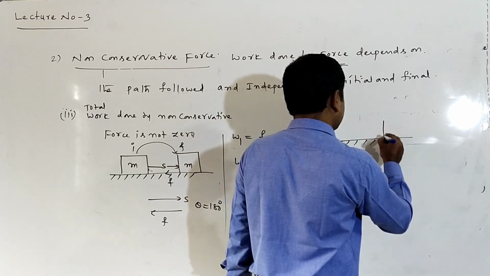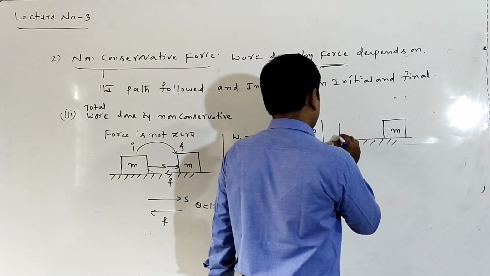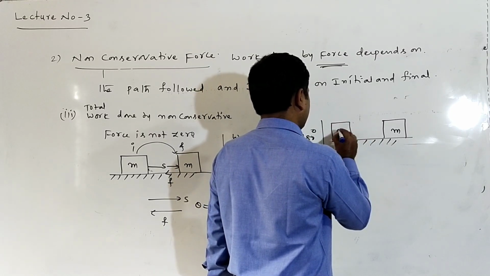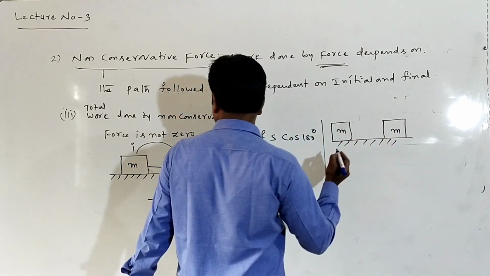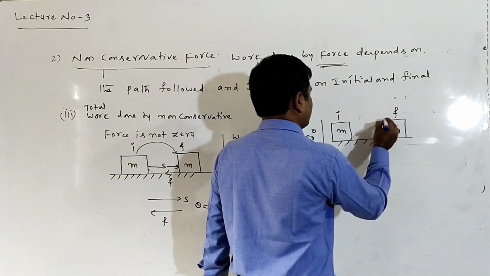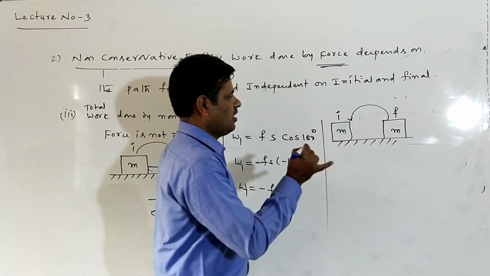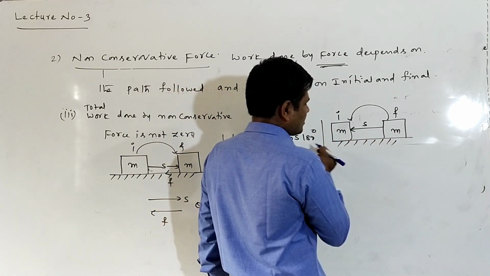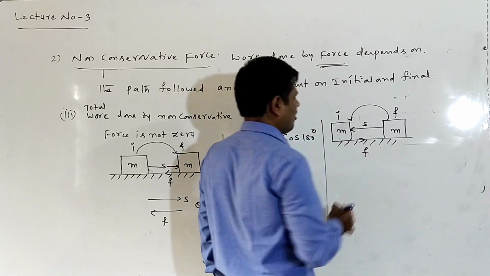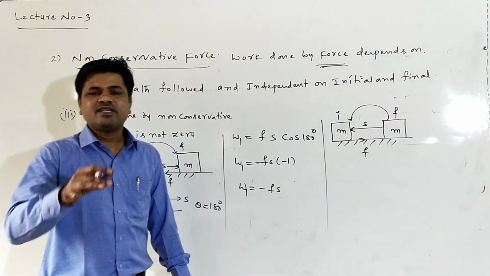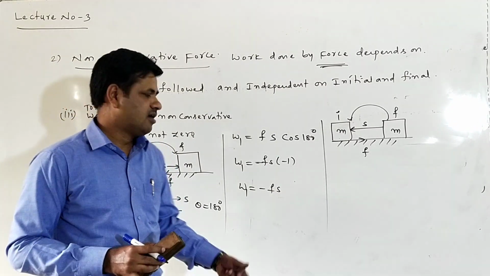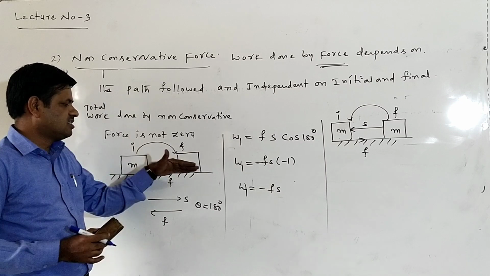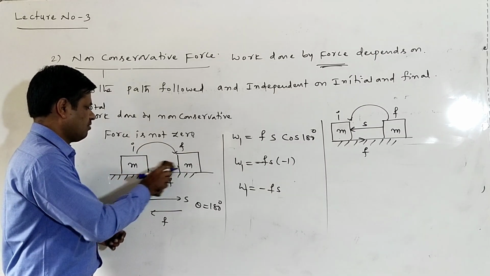Now suppose the body is moving again in the reverse direction, coming from final to initial. The displacement is in this direction, and the frictional force is acting in the opposite direction. The frictional force is always acting opposite to the motion of the body. Here the body is moving in this direction, so friction acts in the opposite direction. This is the displacement of the body.